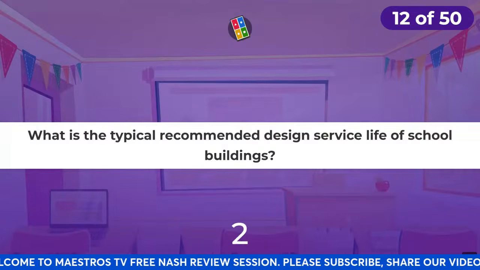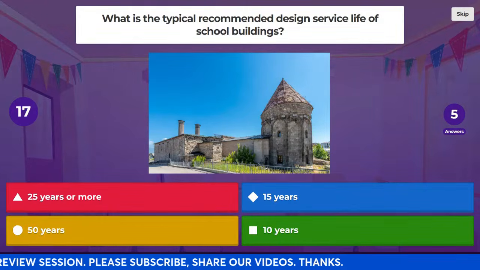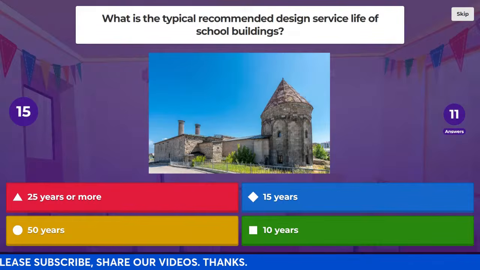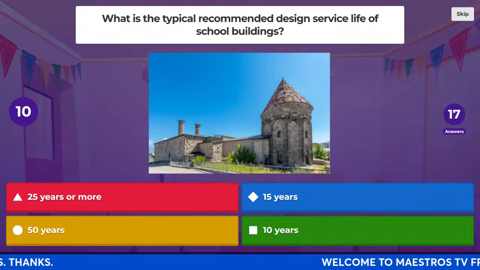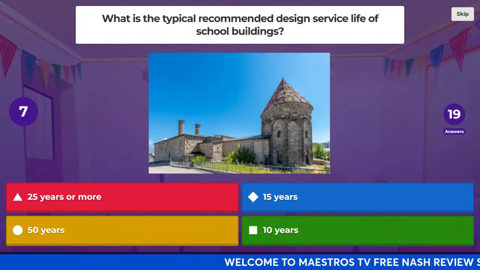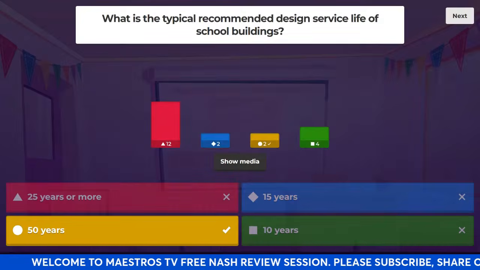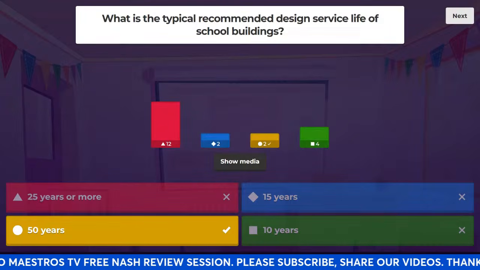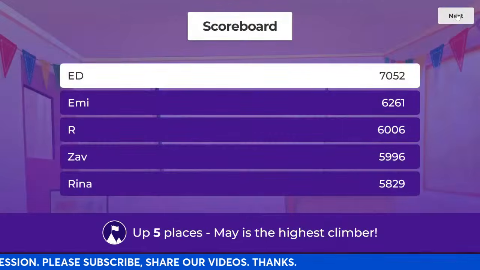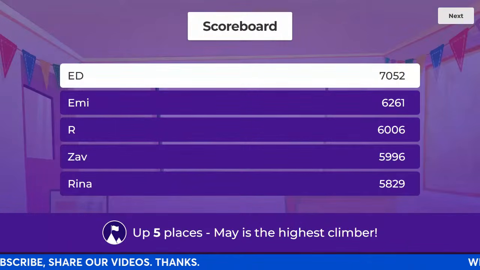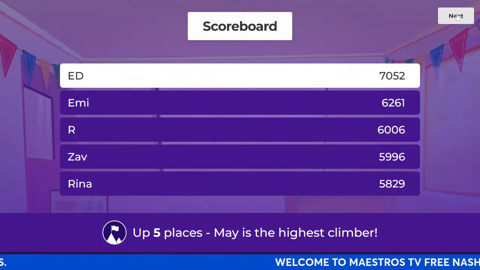What is the typical recommended design service life of any school building? How many years is the lifespan of a school building? Typically, it's 50 years. Wow, yellow. 50 years is the minimum or the recommended lifespan design. Oh, design, huh? Ed, Emmy, R, Zav, and Rina.